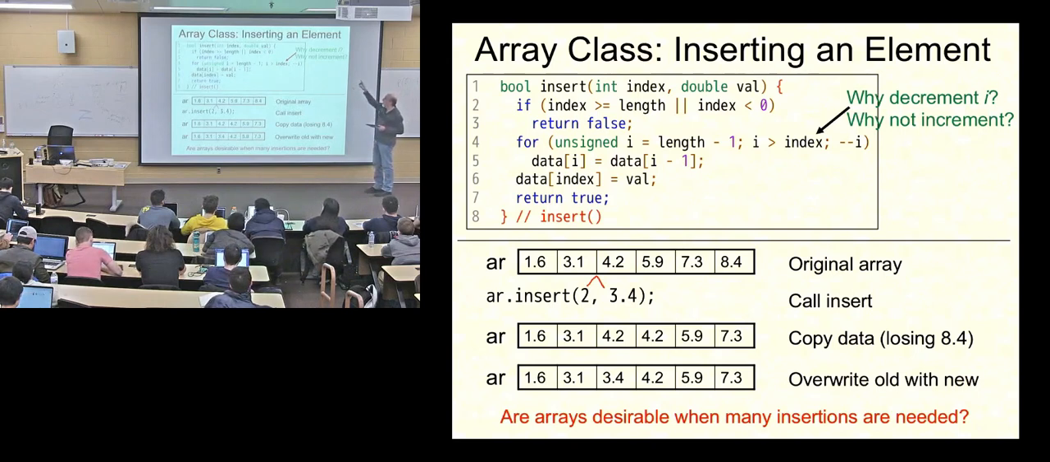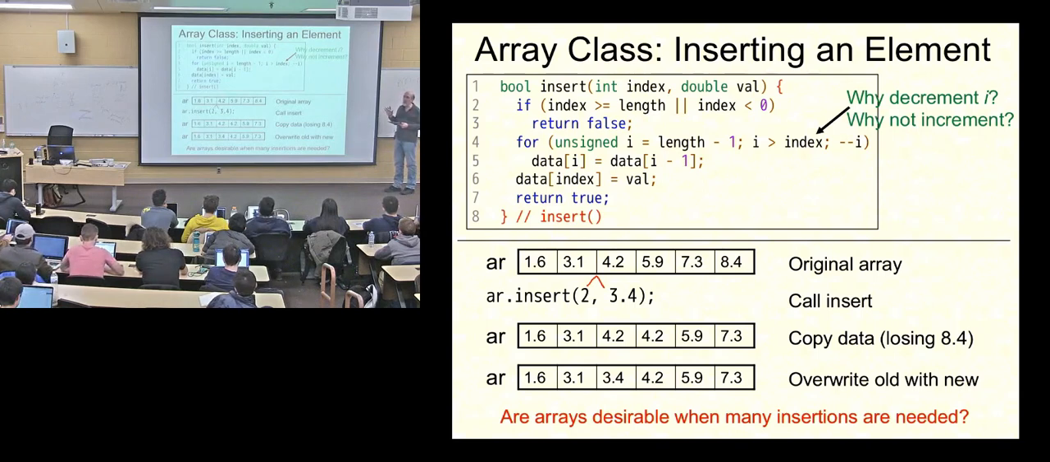It says, check the index. If the index is invalid, return false. Otherwise, do it and return true. We could get rid of that if we wanted to. We could say this function is void, and if the index is invalid, throw an exception. So this one, we could say do nothing.